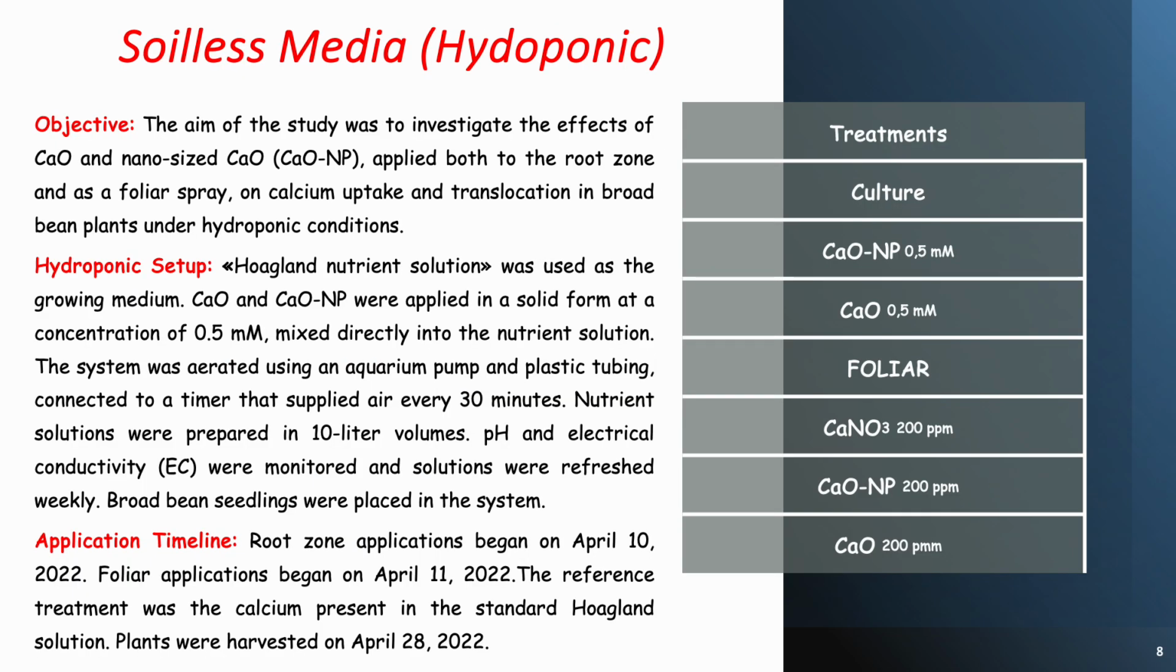In this part of the study, I grew broad bean plants in a hydroponic system using Hoagland solution. I tested two forms of calcium, regular calcium oxide and nanocalcium oxide. These were added to the nutrient solution and also sprayed on the leaves. The system was aerated every 30 minutes and the solution was refreshed weekly. I started the application in mid-April and harvested plants on April 26. The control group received only the calcium already in the Hoagland solution.